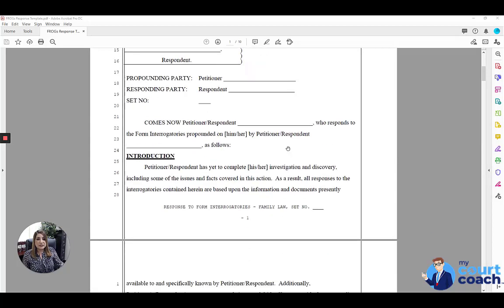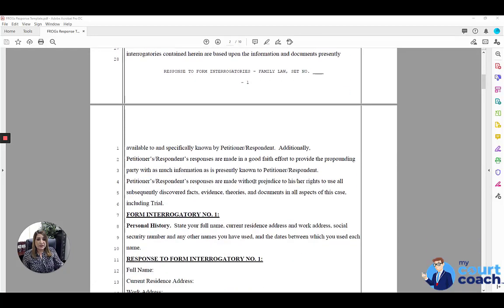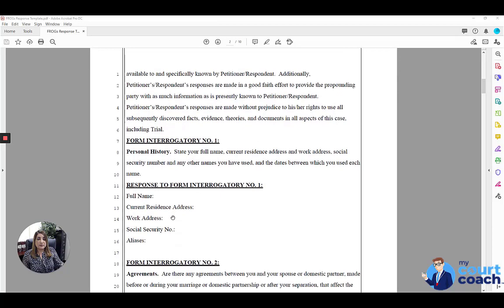And then there's a little introductory statement that just basically says you are responding to this using your best efforts and that you are providing everything that is presently known to you. Again, you don't have to use this introductory statement, but I like to have it in there. Then we go into the interrogatory responses themselves. I always think it's a good practice to write out the interrogatory. That way the person that is reading this does not need to refer to two different documents. And then I go through the response.